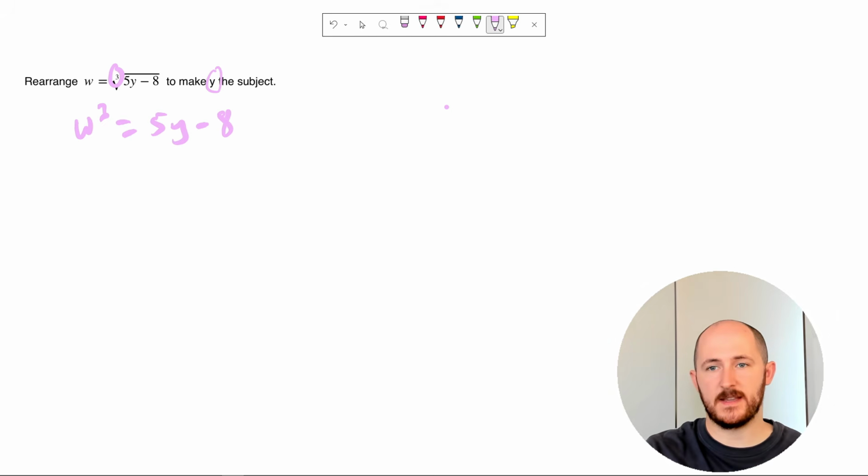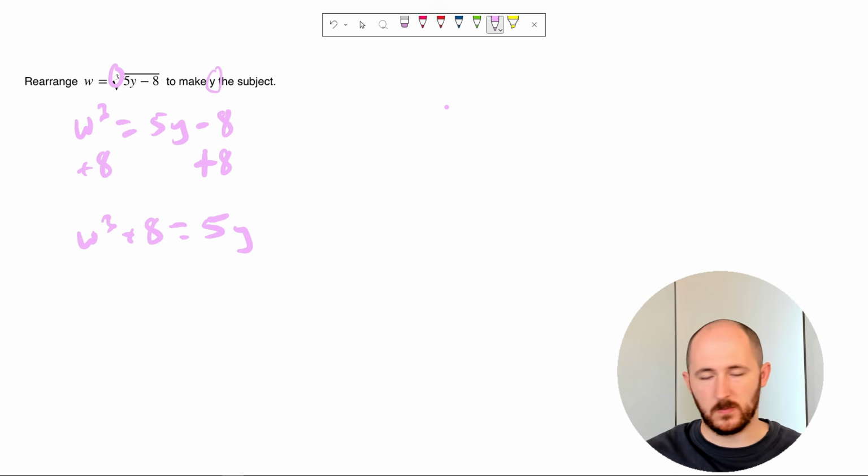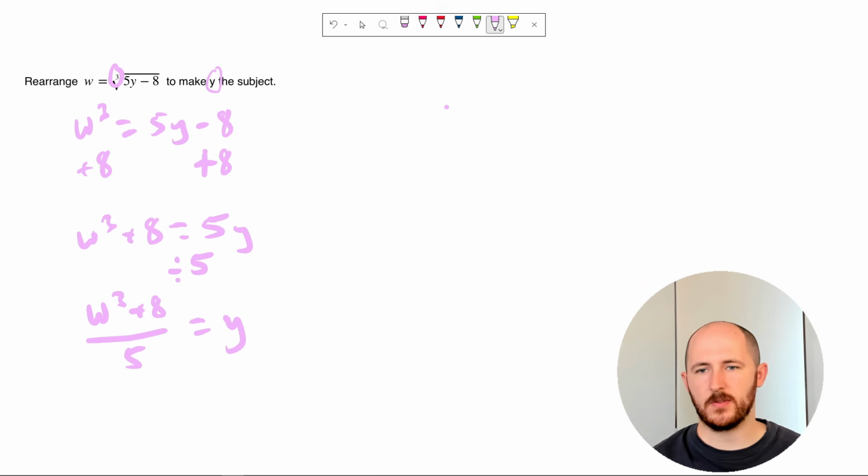Well, there's a 5 and there's a negative 8. Get rid of what's not attached first. So what's the opposite of taking away 8? We're going to add 8 to both sides. So we get w cubed plus 8 equals 5y. And then what's the only thing left is the 5. So how do we get rid of it? We're going to divide both sides by 5. So we get w cubed plus 8 all over 5 is equal to y for the final answer.